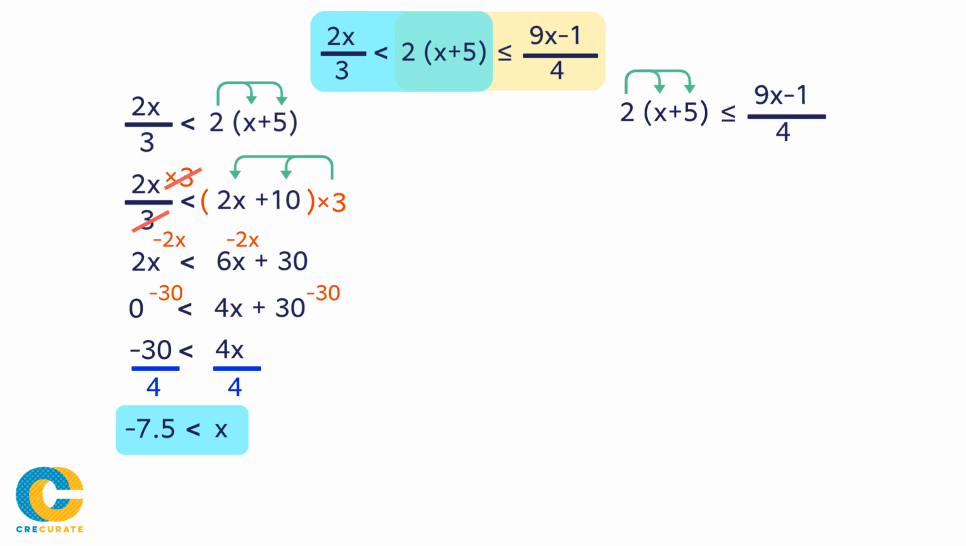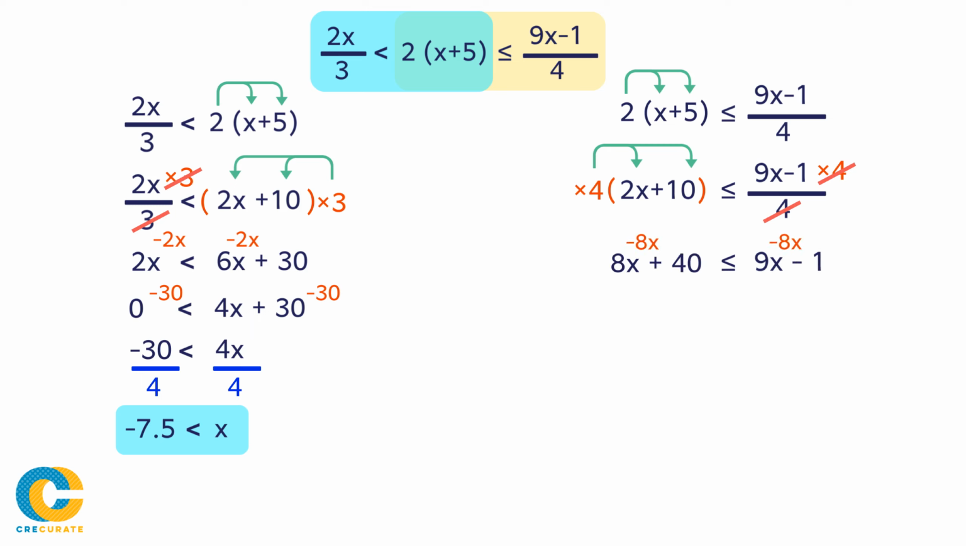Again, we can multiply both sides of the equation by 4, and simplify the inequality by performing the same operations on both sides until we get x greater than or equal to 41.